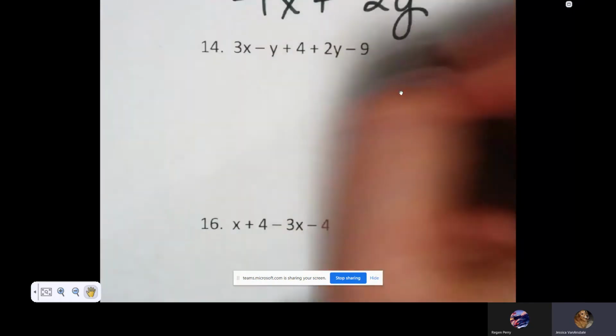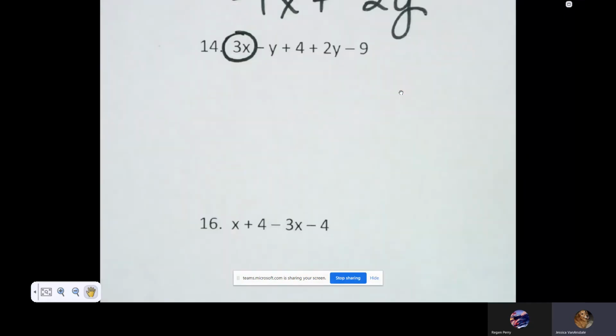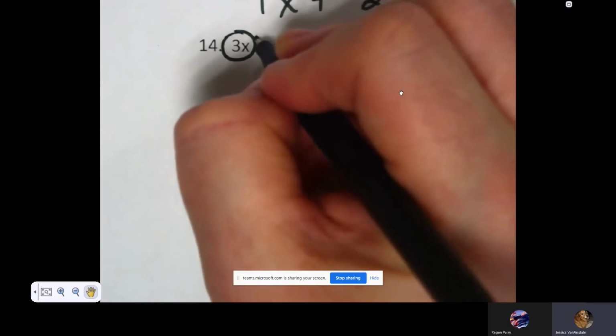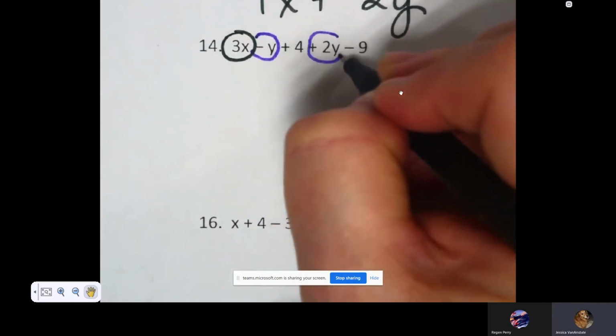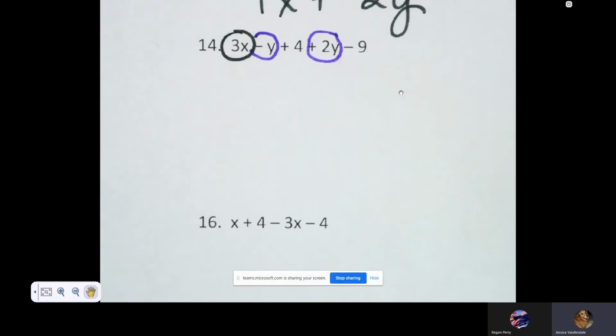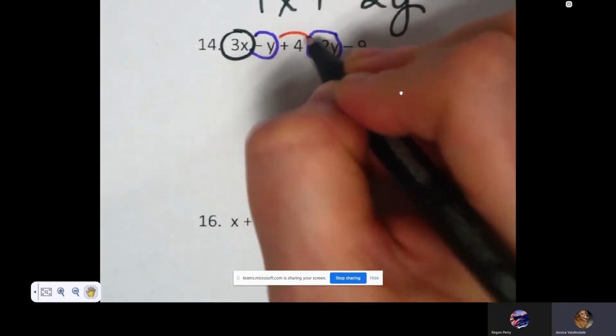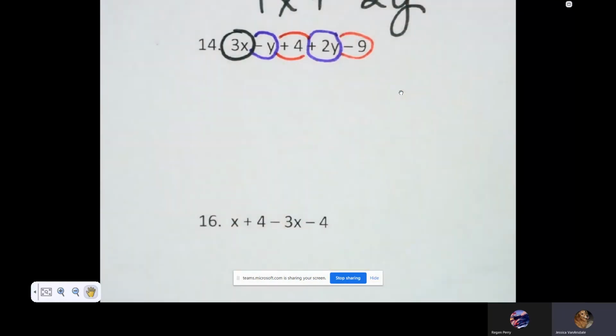All right, let's go through here. So we're going to combine like terms again. We've got a 3x. Do we have another x? No. What do we have next? We got a minus y. Who goes with it? 2y, plus. Good job saying plus. Then 3y. Then we have +4 and we have -9.